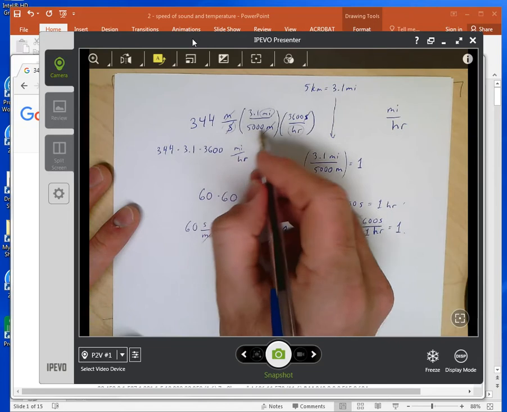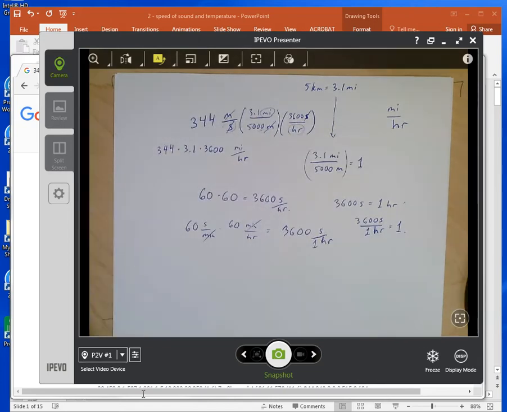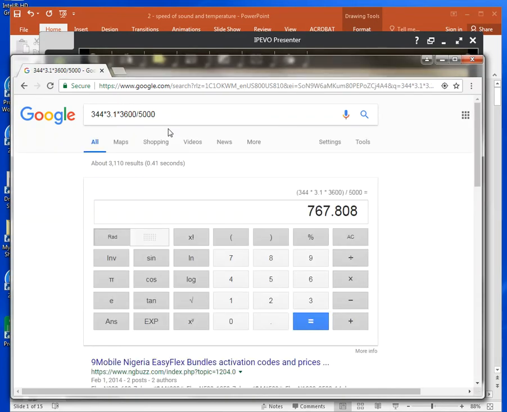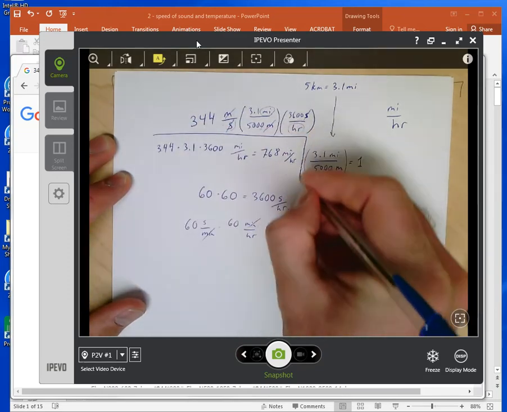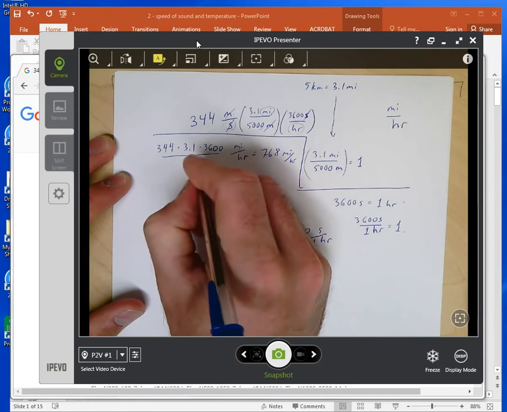I missed that I divided by 5,000. So this times this divided by that. Good. So let's divide by 5,000, and those are all of our numbers. This is going to be 768 or so miles per hour. And notice that the level of precision that we're going for here is I'm just trying to get an idea.